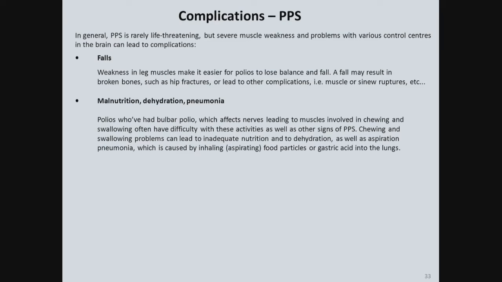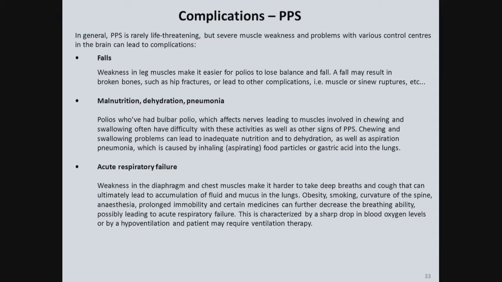Malnutrition, dehydration and pneumonia. Polios who have had bulbar polio, which affects nerves leading to muscles involved in chewing and swallowing, often have difficulty with these activities, as well as other signs of PPS. Chewing and swallowing problems can lead to inadequate nutrition and to dehydration, as well as aspiration pneumonia, which is caused by inhaling, aspirating food particles or gastric acid into the lungs.